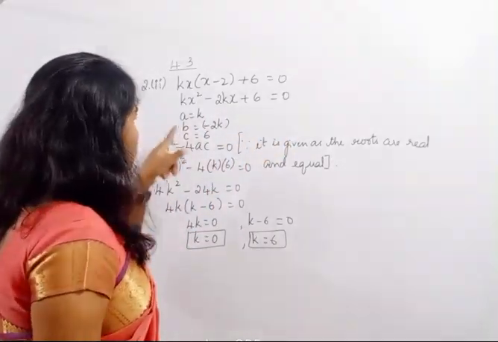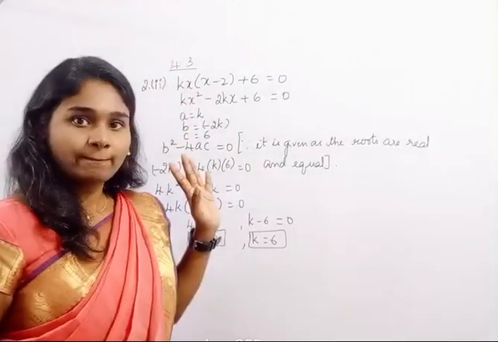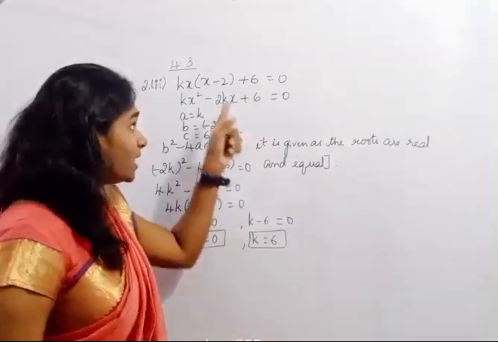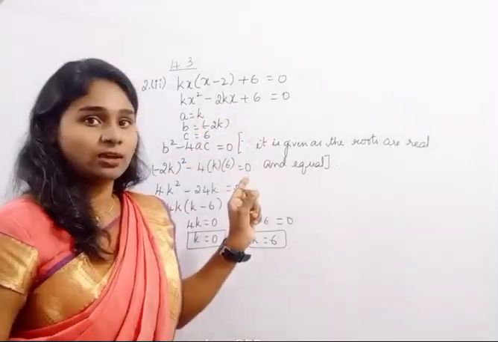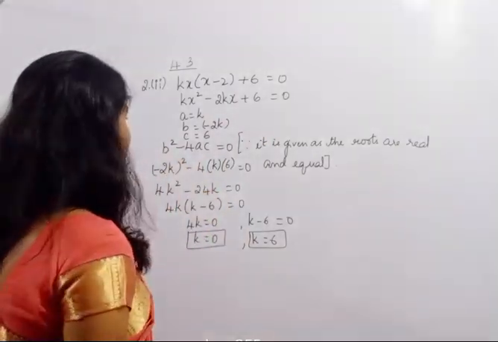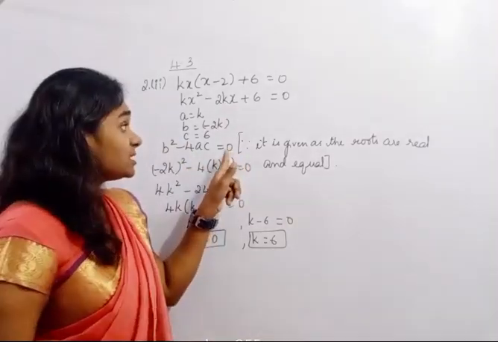Right? So now a value is k, because the coefficient of x square is k. B is equal to minus 2k, because the coefficient of x here is minus 2k. And c is the constant 6. Right. Now substituting the values in b square minus 4ac is equal to 0.